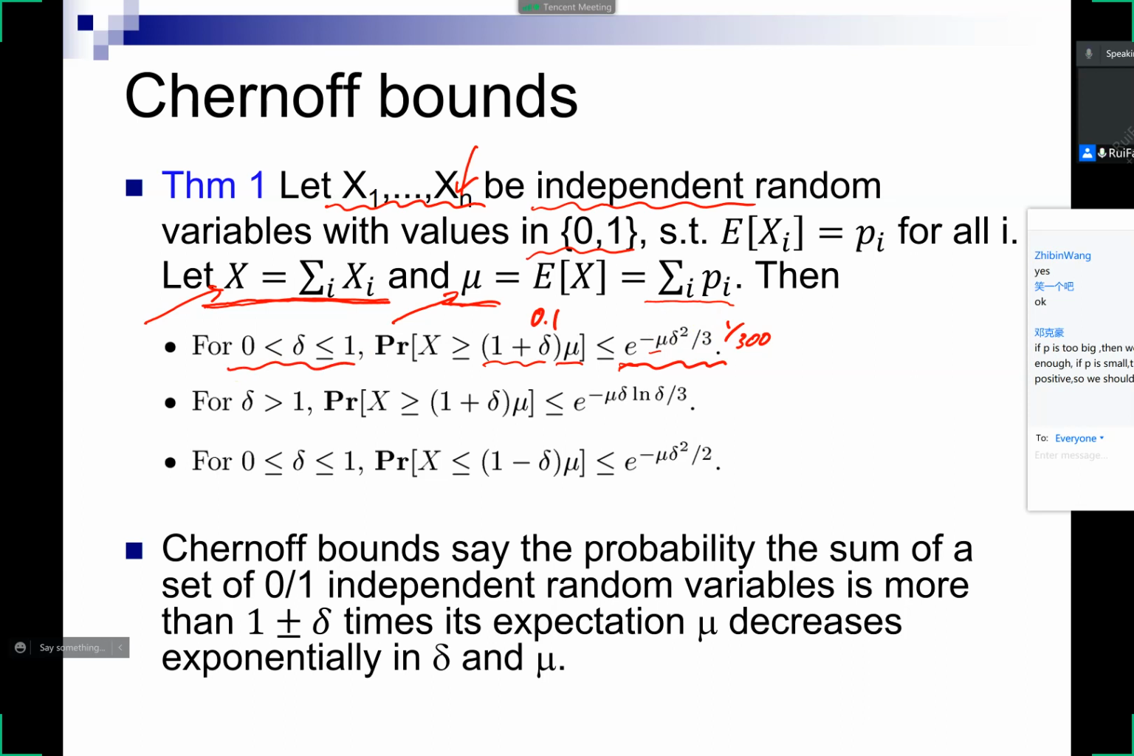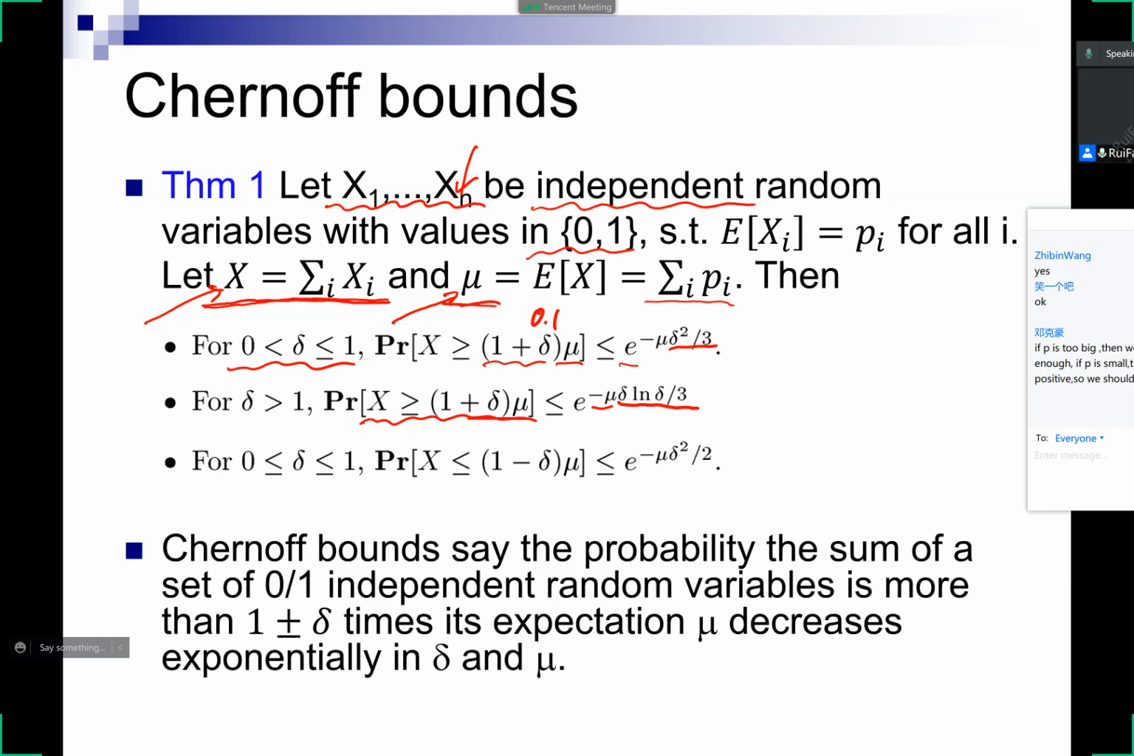Now, if delta is larger than 1, then we're still going to look at what's the probability you get more than 1 plus delta times your expectation. So this bound is basically the same, except the constant factor here is a bit different. For the previous case, the constant factor was delta squared over 3, and now it's going to be like delta log delta divided by 3. But you still have this exponential dependence on the expectation.